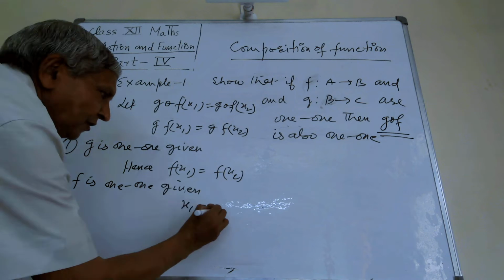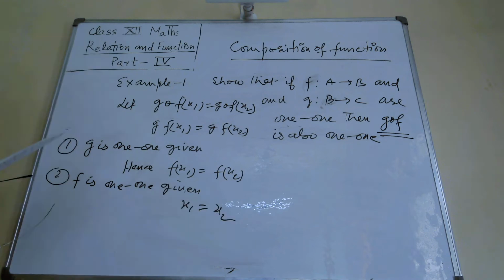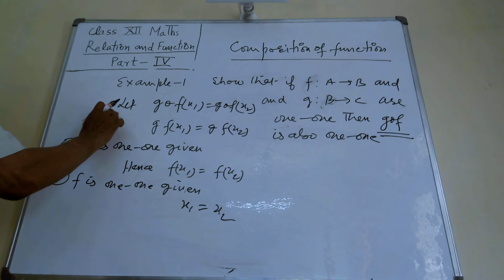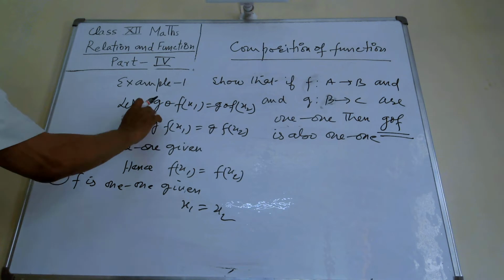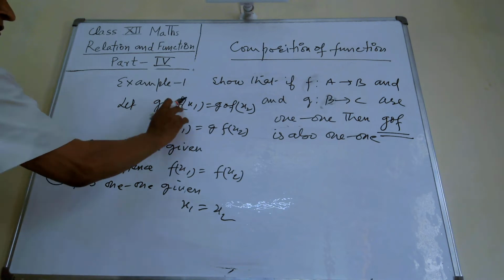x1 is equal to x2. Hence, x1 is equal to x2. Hence, our assumption: we have assumed that this function is 1-1, g(x1) is equal to g(x2).